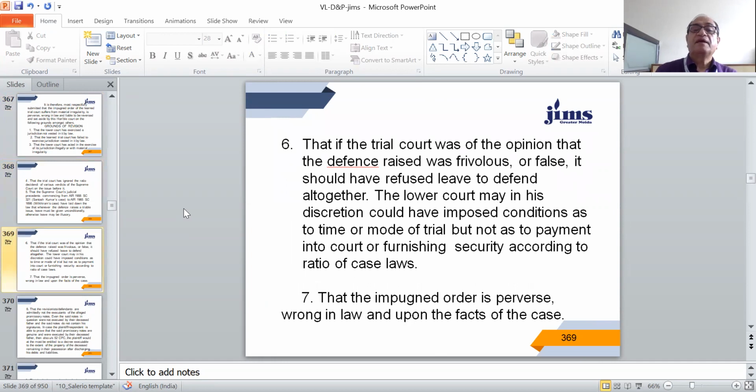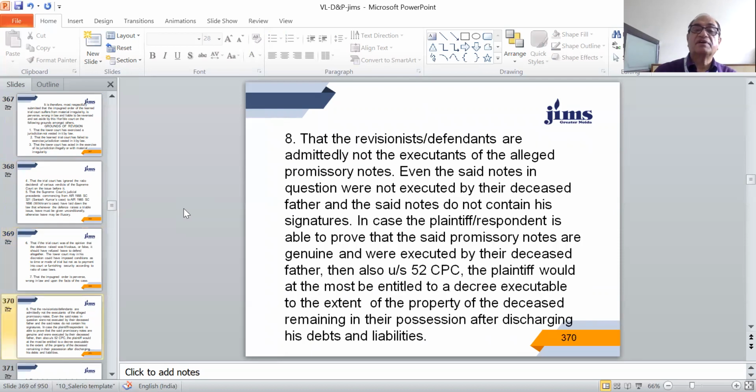Para 6. That if the trial court was of the opinion that the defense raised was frivolous or false, it should have refused leave to defend altogether. The lower court may, in its discretion, have imposed conditions as to time or mode of trial, but not as to payment into court or furnishing security, according to the ratio of the case laws. And 7, that the impugned order is perverse, wrong in law, and upon the facts of the case.